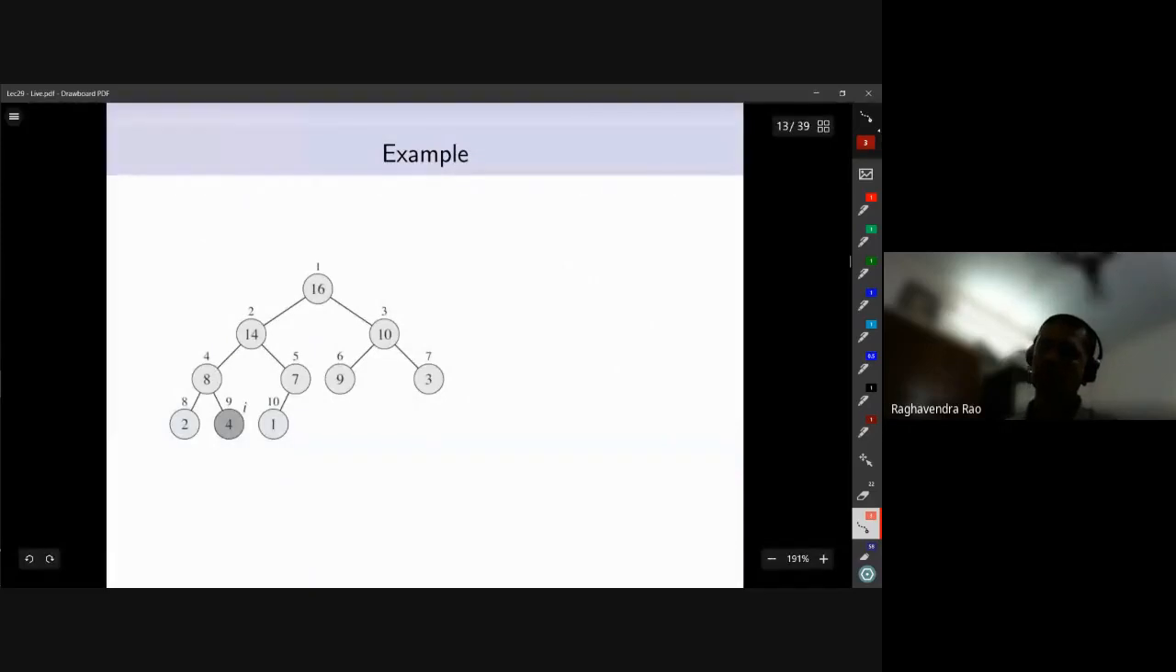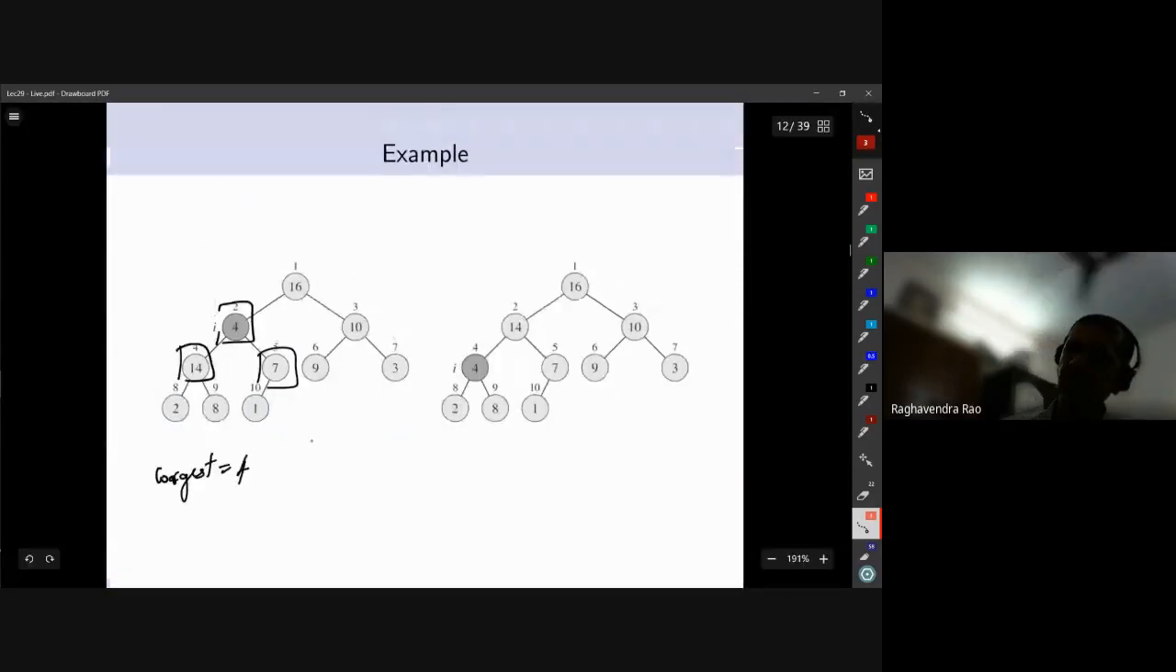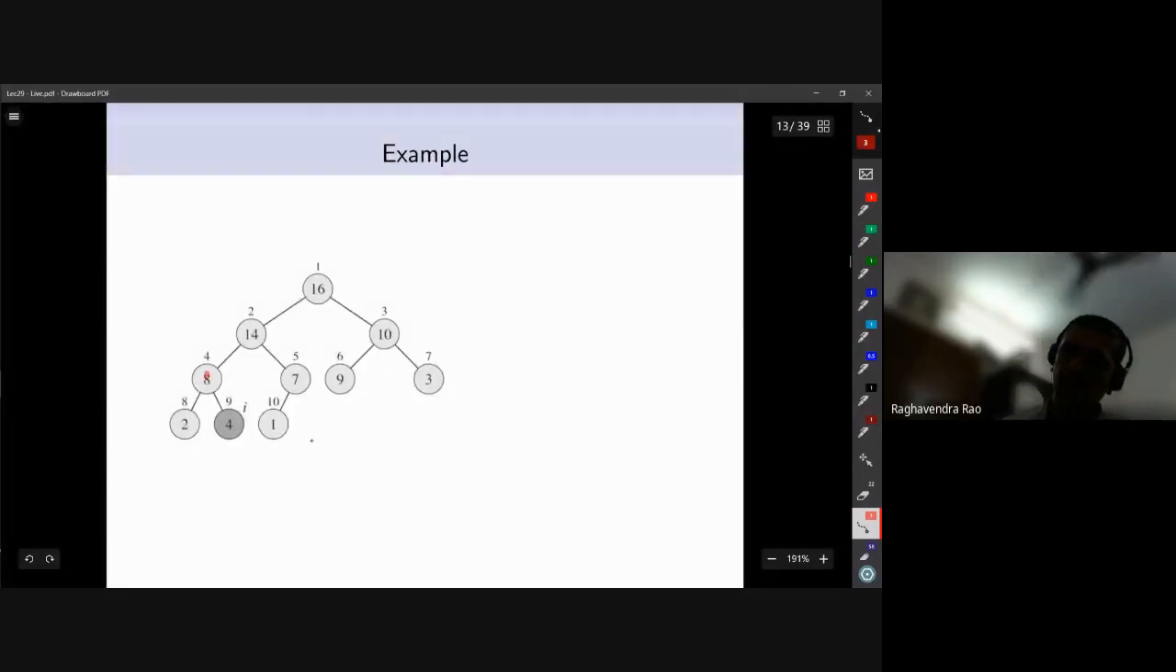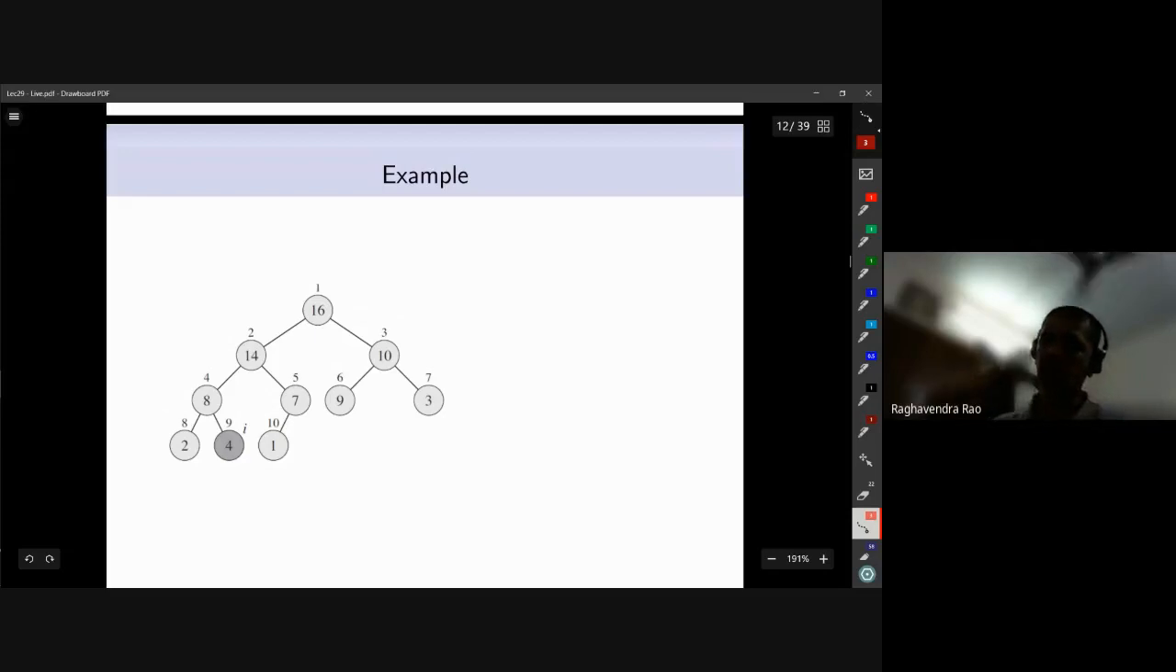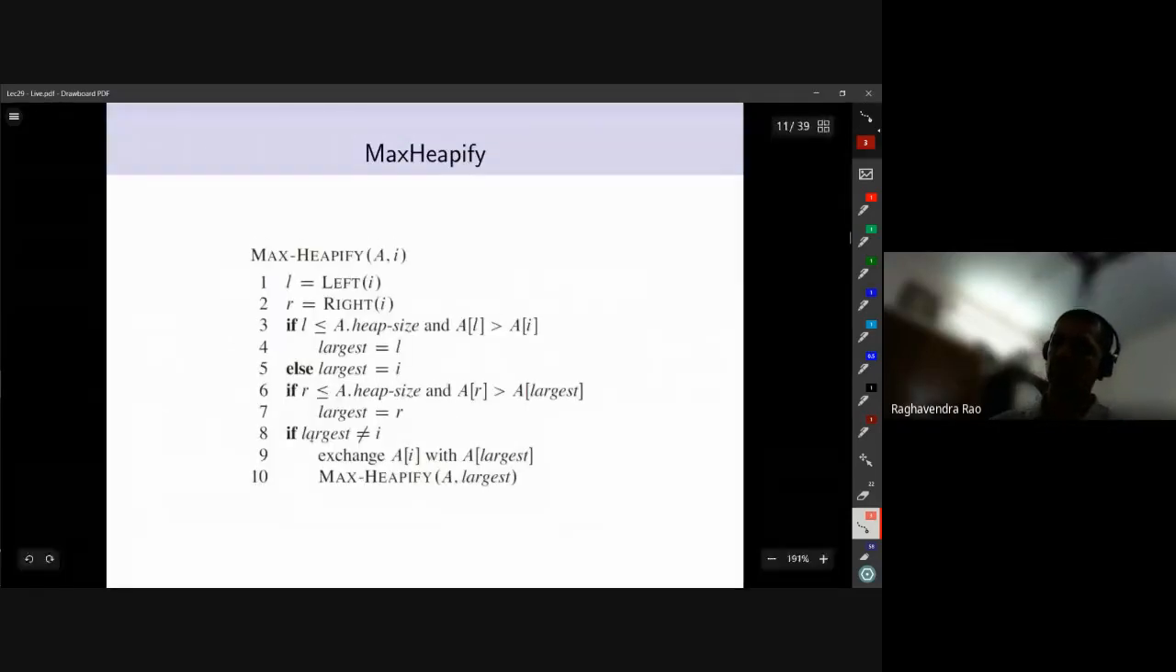So this is how it looks. In the next call, now you have these 3. Now a swap happens here. Now when you make a recursive call here, L and R both are out of bounds for the heap. So 2i and 2i plus 1 are greater than the array length, or in fact the heap size. So the procedure will return. The procedure will not do anything here. So the largest will be equal to I and the procedure will halt.